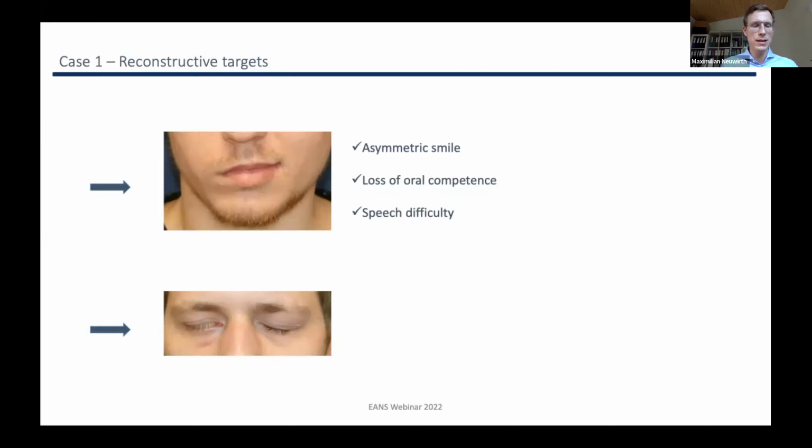It is an important psychological factor in interaction. And the second problem was his eye. He had lagophthalmos, as you see on the lower picture. So he asked us to also check if we can do something there.